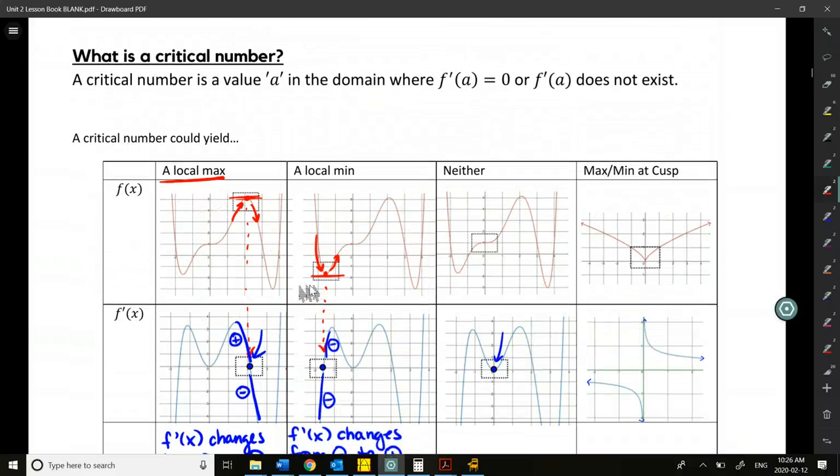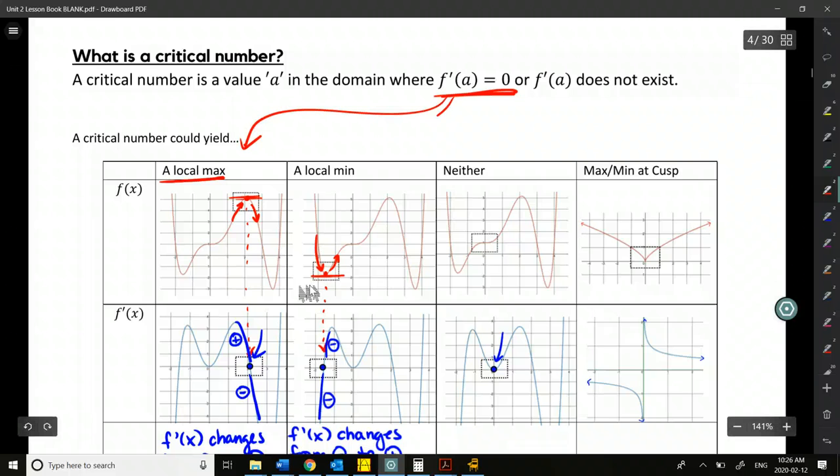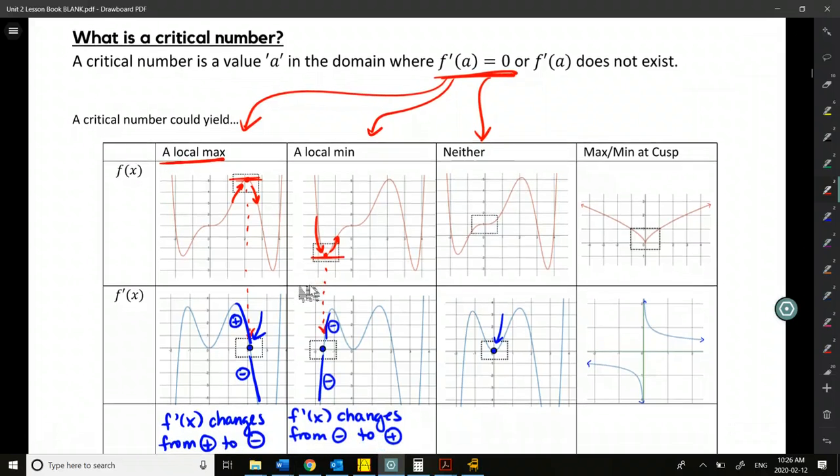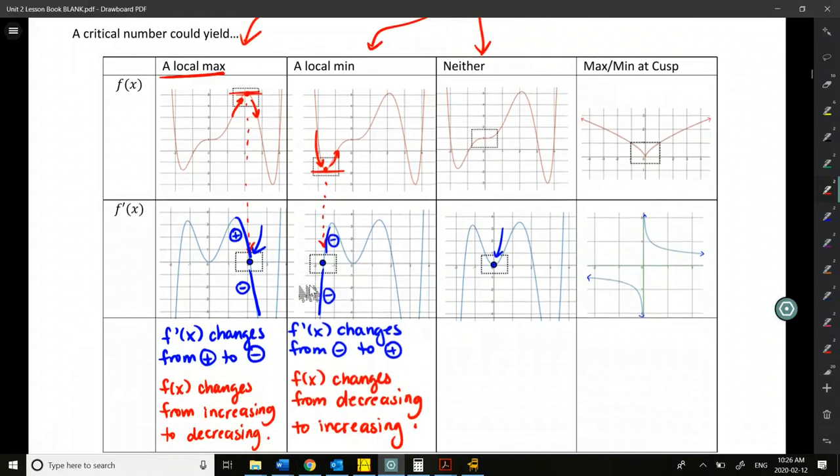Okay, so these are scenarios where f prime at a equals 0, right? So these three scenarios. Temi? No, never mind. I answered.